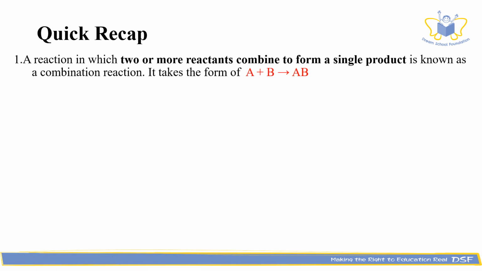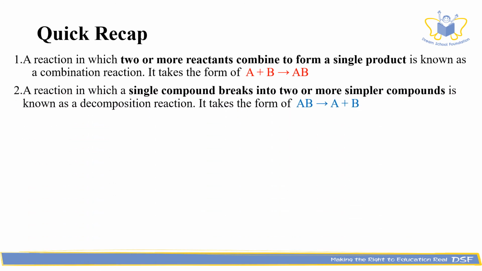Let's run through a quick recap and understand the following. First one, a reaction in which two or more reactants combine to form a single product is known as a combination reaction. It takes the form of A plus B gives AB. Second, a reaction in which a single compound breaks into two or more simpler compounds is known as a decomposition reaction. It takes the form of AB gives A plus B.